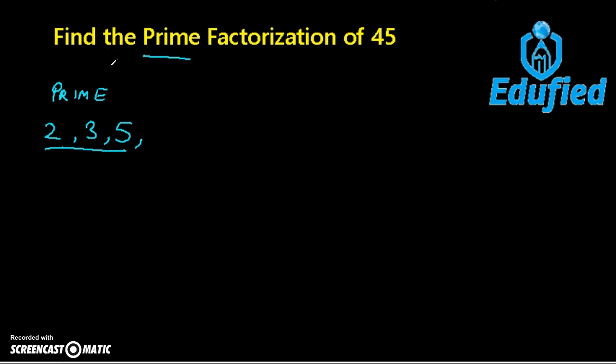So we need to find factors of 45 which are prime. And we'll use the factor tree. So we have 45. Now what we'll do, we'll just write two numbers which multiply to 45. We can write any two numbers. Let's say 45 is divisible by 3, we can write 3 times 15, and 45 is also divisible by 5, we can write 5 times 9.